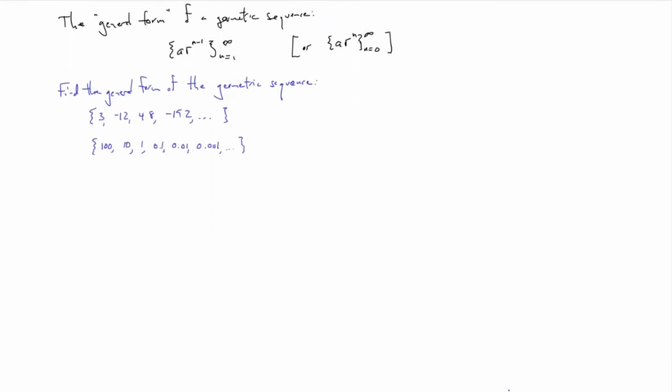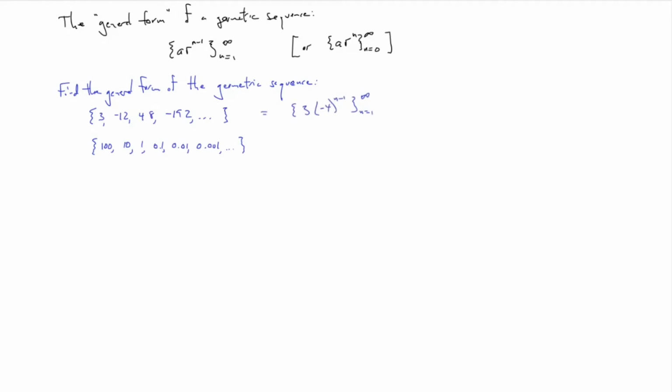There will be times when it will be very useful, given a geometric sequence, to rewrite it in terms of the general form. So take these two geometric sequences and see if you can rewrite them in their general forms. All that's really required is determining what the first term is and determining what the ratio r is. So take a moment, pause the video, and see if you can rewrite these two sequences.